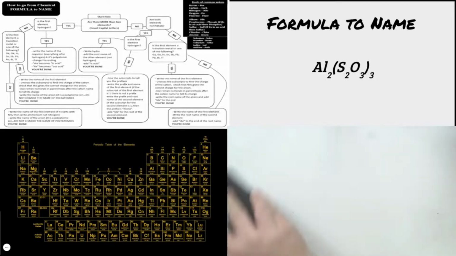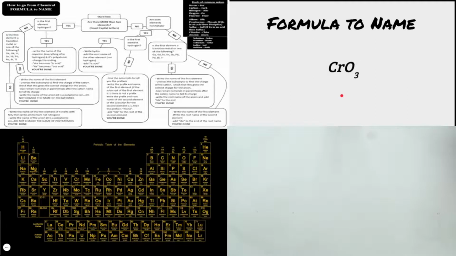All right, so let's do another example. CrO3. Are there more than 2 elements? No. Are both elements nonmetals? No. Is the first element a transition metal? Yes. Cr is chromium. It is a transition metal.